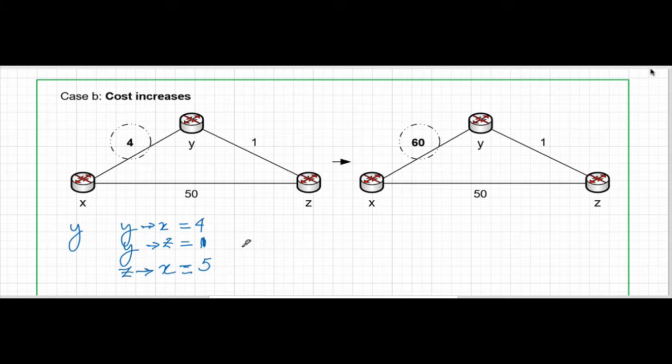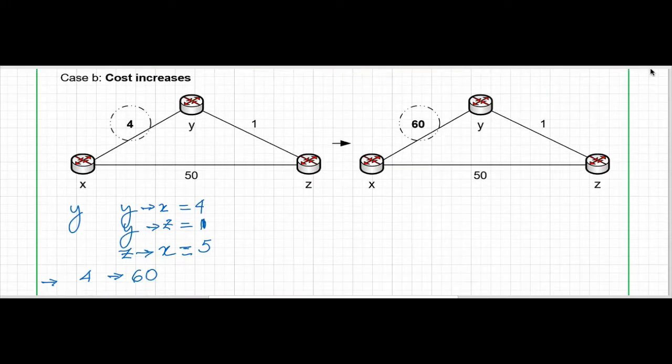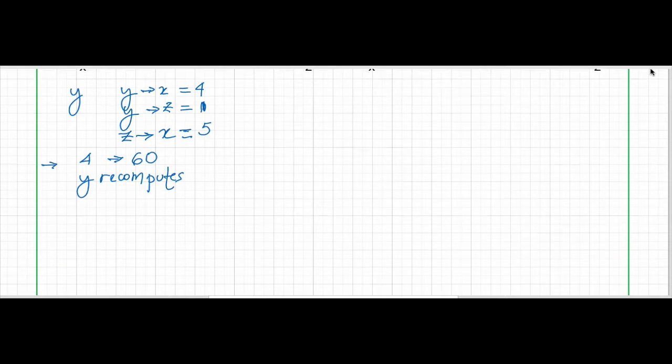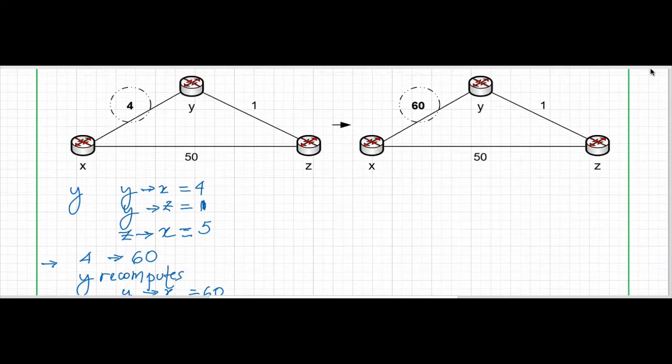So we're going to assume that at this point in time, the cost goes from 4 to 60. When it goes from 4 to 60, Y recomputes its vector, and it says now going from Y to X is going to cost me 60. Going from Y to Z is going to cost me 1.